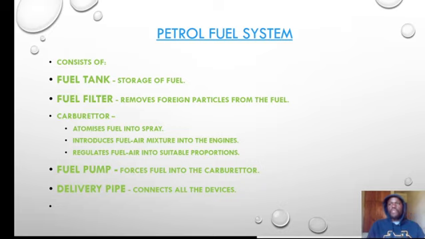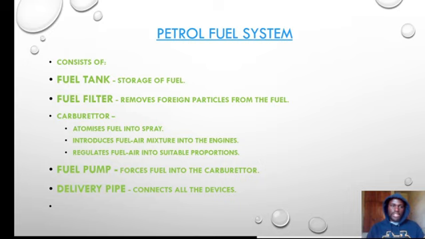The functions of the carburetor: one, to atomize the fuel into spray. Remember, the fuel is in liquid state once it is in the tank, but for it to burn, it has to be converted into spray mixed with air, so it becomes gaseous. So we'll have atomization of the fuel into spray. Then it introduces the fuel and air mixture into the engine. The air and fuel mixture will mix in the carburetor and be introduced into the engine for burning. It also regulates the air and fuel into suitable proportions so that we have maximum burning. So the carburetor has those three functions.